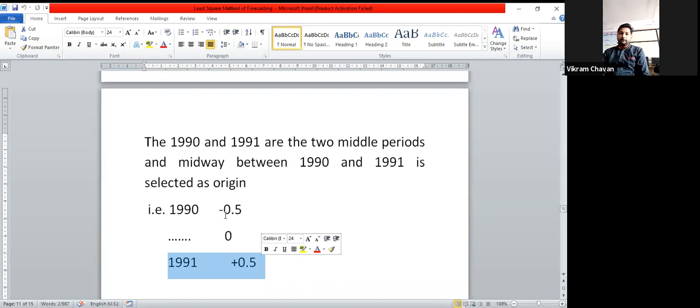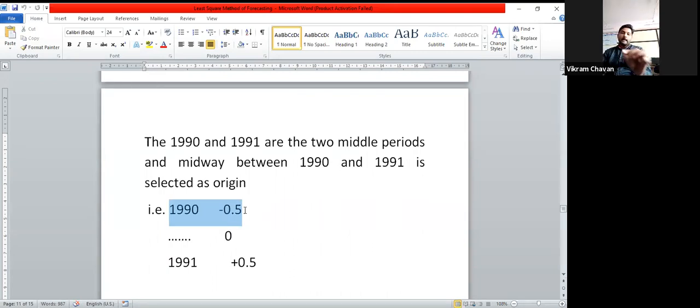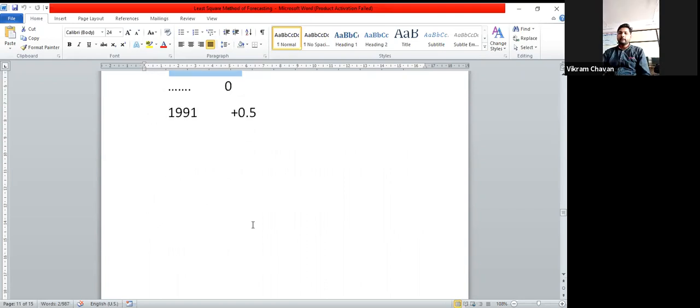And for the previous year, for 1990, which is a previous period from the origin, for that previous period we have to provide the negative deviation, and it should be equal to minus 0.5. And further things we need to apply as it is. Accordingly, we have to add up +1 deviation for the preceding periods and -1 deviation for the previous periods. So in this fashion we will provide the deviations.